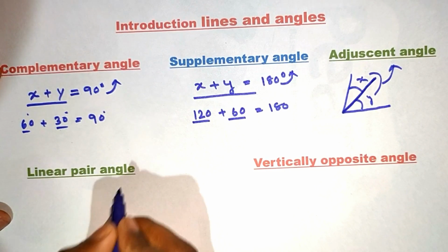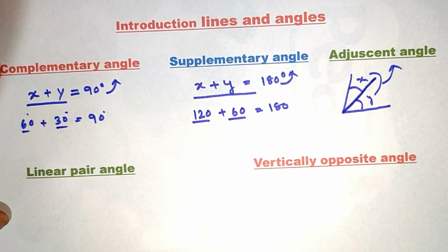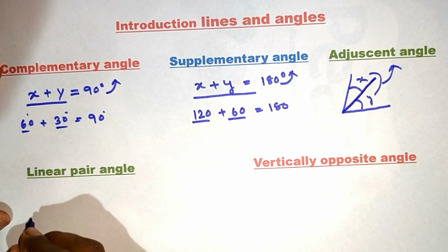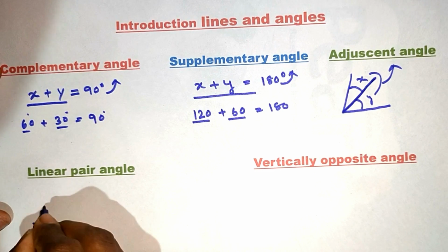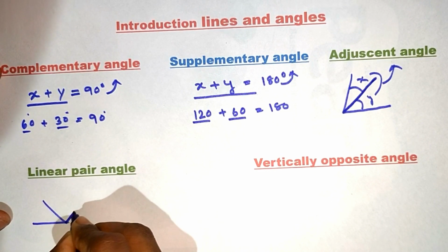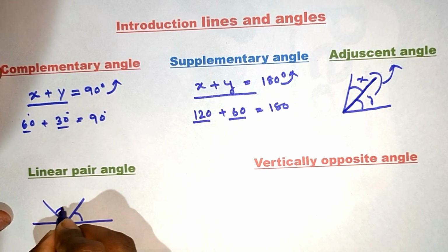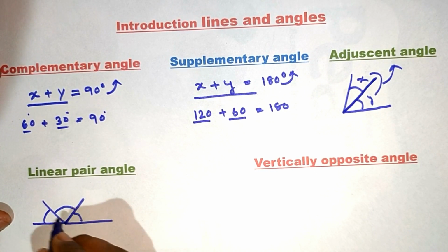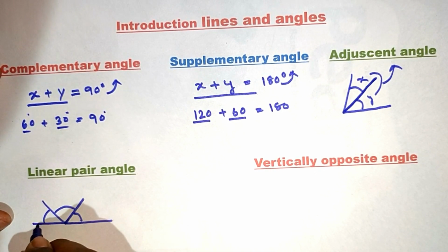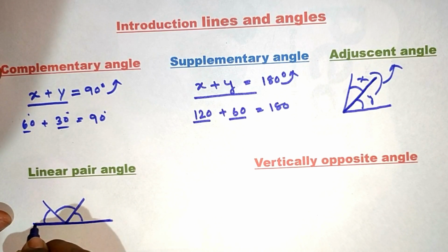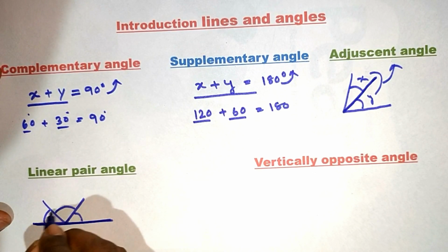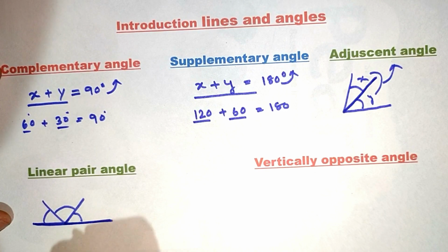Now linear pair angle. Linear pair angles are those angles which, when added up, form one straight line. This is an angle, and this is an angle, and this is an angle. So there are three angles, 1, 2, 3. If I add them, it will create one straight line. This one is a straight line created by these three angles when they join together. Then these angles are called linear pair angles.